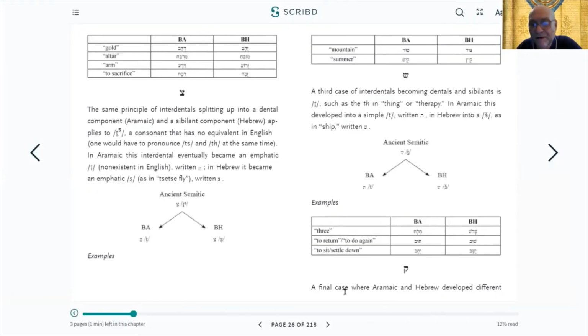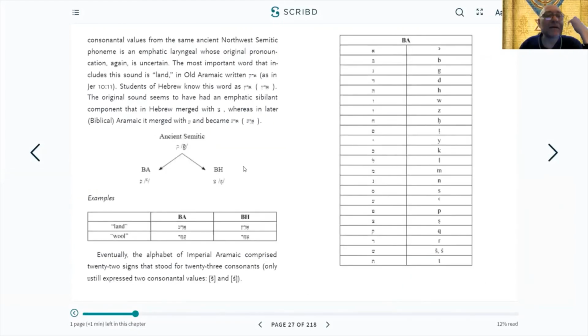Okay, Kof. In the final case where Aramaic and Hebrew develop differently consonantal values from the same ancient Northwest Semitic phoneme is an emphatic laryngeal, whose original pronunciation, again, is uncertain. The most important word that includes this sound is land. In Old Aramaic written, in Hebrew, it's eretz, as in Jeremiah 10:11. But they've got erek. Students of Hebrew know this word.